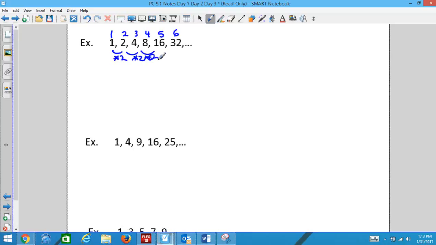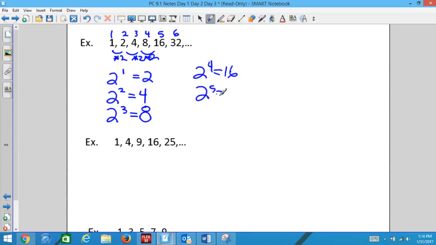Good. So 2 to the first is 2. 2 to the second is 4. 2 to the third is 8. 2 to the fourth is 16. 2 to the fifth is 32.